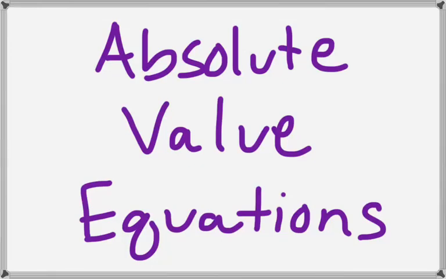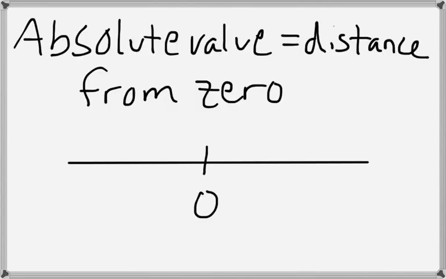In this video we're going to discuss solving absolute value equations. So the absolute value technically is the distance of a number from 0. So for example, the number 5 has absolute value 5 because it's 5 units from 0 on the number line.